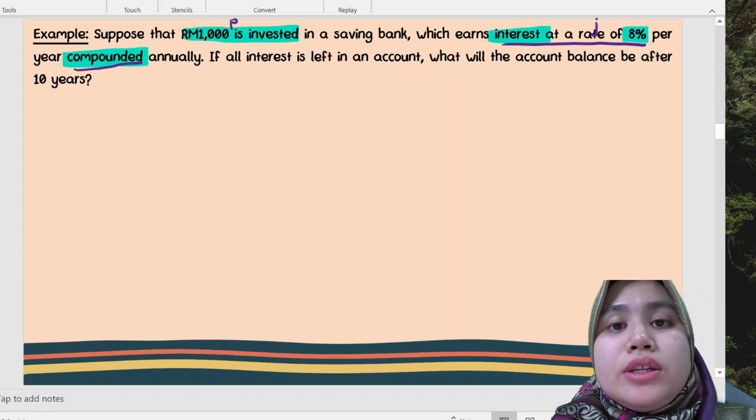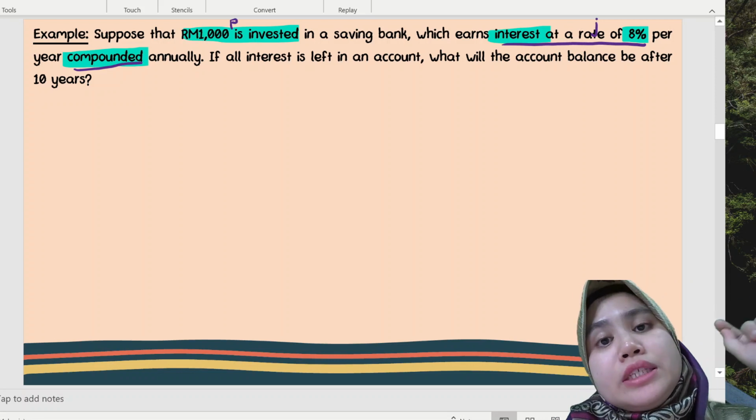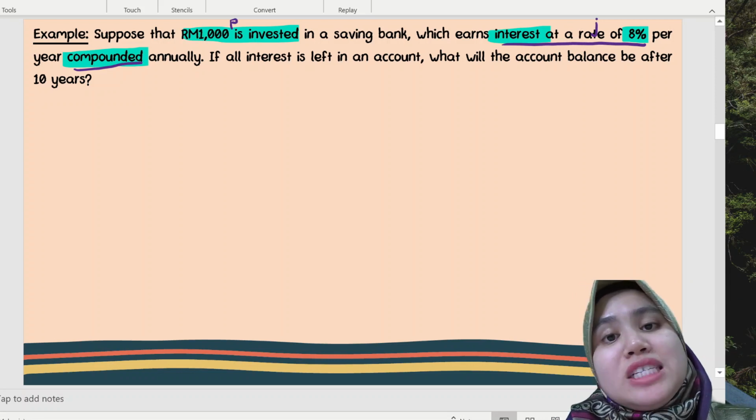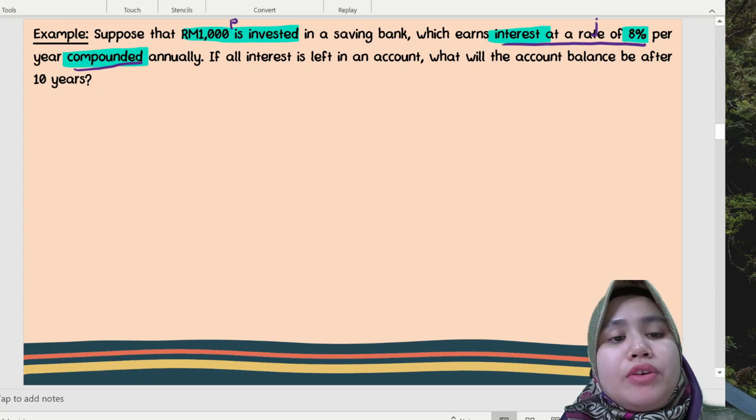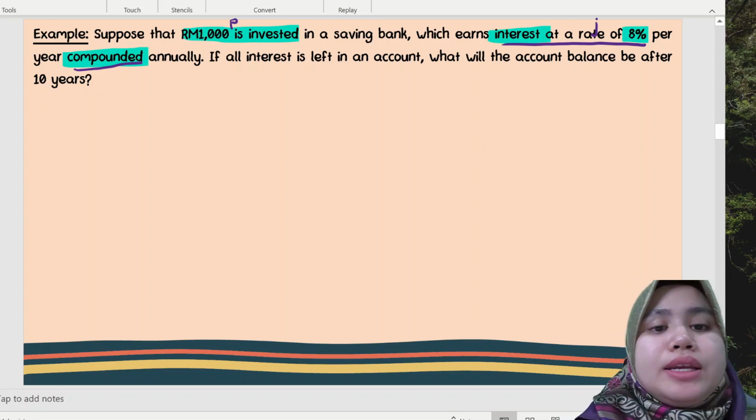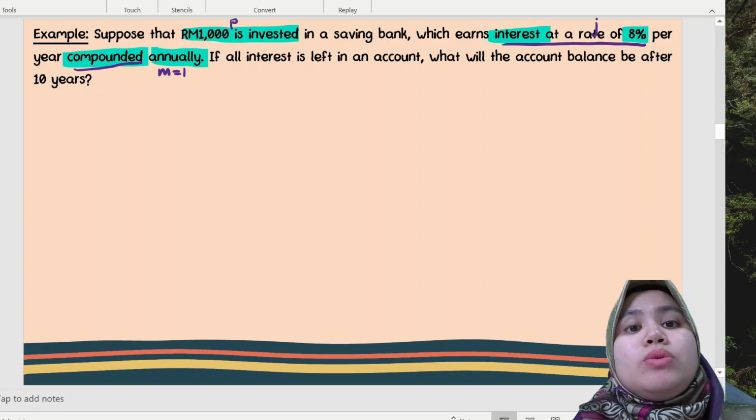You see the word compounded there, so this is not your simple interest. So don't use the simple interest formula. That's how you categorize the case of your problems. And we have annually here, so annually is your M, so your M is equal to 1.